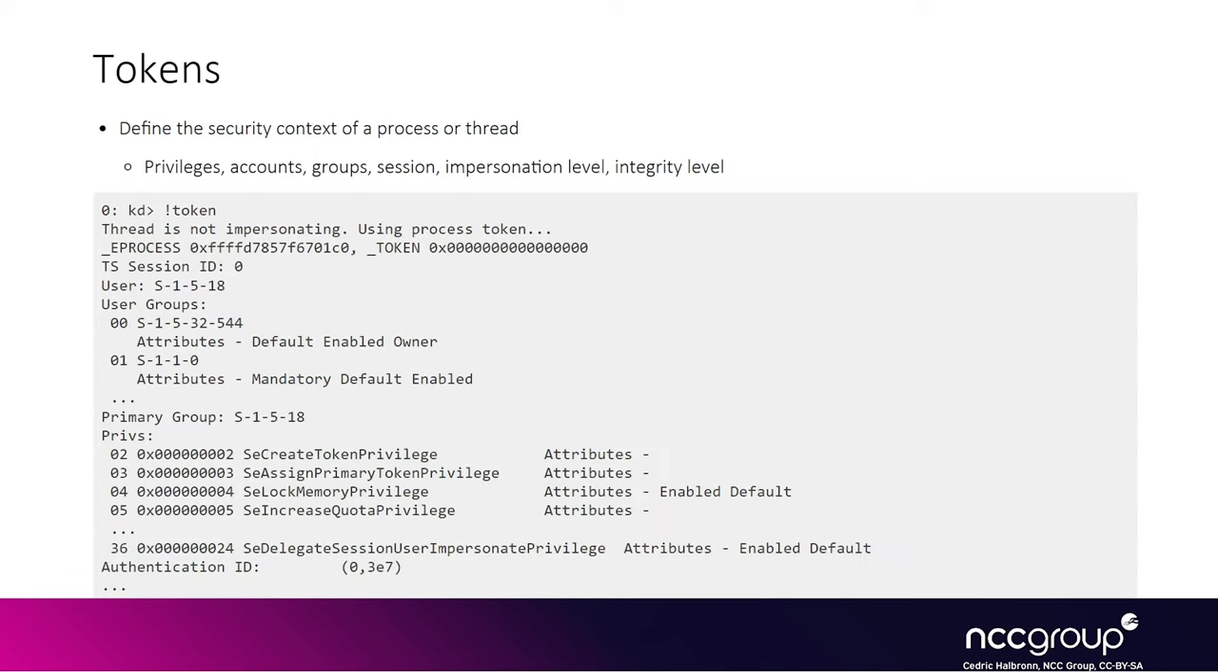WinDbg includes the !token command that can be used to analyze token properties associated with your current thread. We can see the token holds information on the user and group associated with the process. And we'll see later that the information is stored in what we call a security identifier, and it is of the format S-. For instance, here we have S-1-5-32-544 for the actual user group, and we have S-1-5-18 for the user. You can also see that there are some privileges that give you the ability to create new tokens, assign tokens to other processes, and so on.